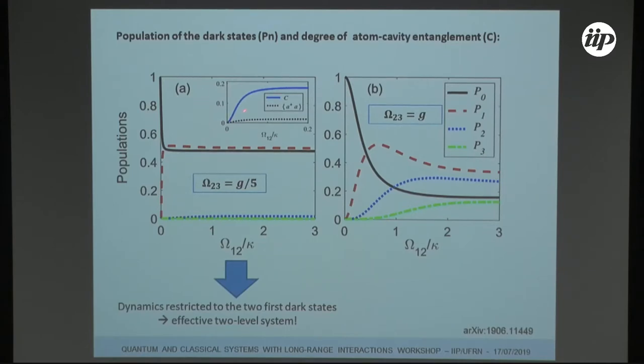In this case, we see that the concurrency, a measure of the degree of entanglement between, in this case, the atom and the cavity mode. And we see that this reaches a quite high value of concurrency, 0.2. Not too high, but it's enough to see that the system is completely entangled and we are in a completely quantum regime in this case.